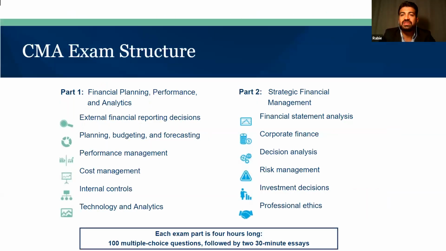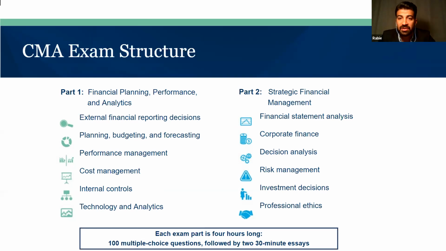Those are the topics that the CMA teaches students. If you want to look at the first part, it is financial planning, performance, and analytics. It is mainly accounting. And if you want to compare the CMA to other certifications like CPA and CFA, you can see that some of the topics here are already in other certifications. For example, cost management is there. For example, budgeting is there in the auditing. And also we have introduced our new topic, which is technology and analytics.